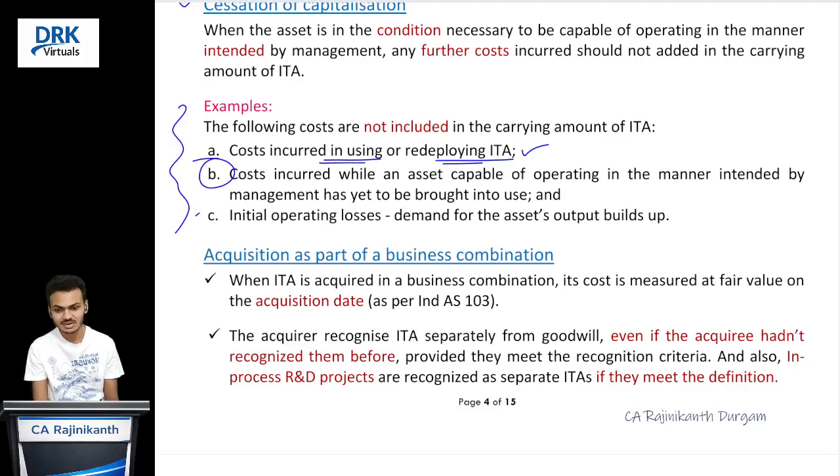Okay? And next one, initial operating losses, we should not capitalize. Charge to profit and loss account as an expense. Okay? Anyway, it is a loss. Right? So with this, our discussion on how to determine the cost for acquisition of a ready-made asset is completed. Right? We determine that cost. Now you recognize intangible asset account debit to bank account. You write that amount. That's it.